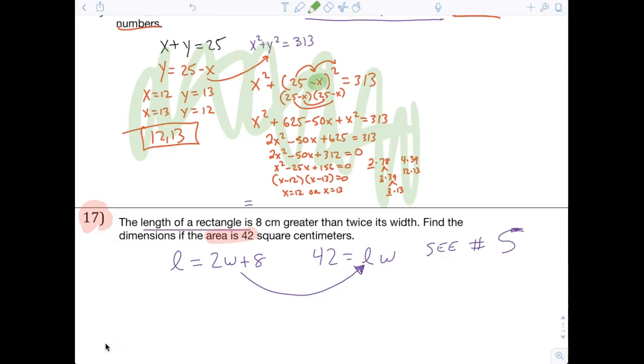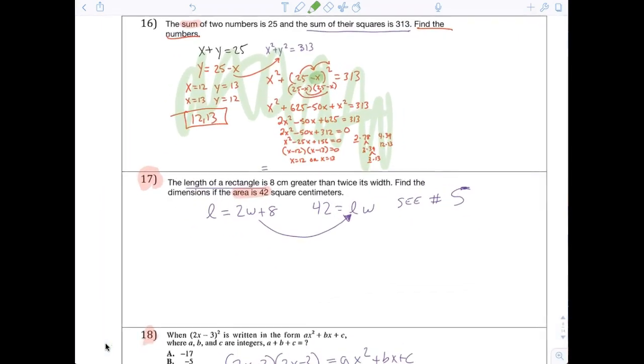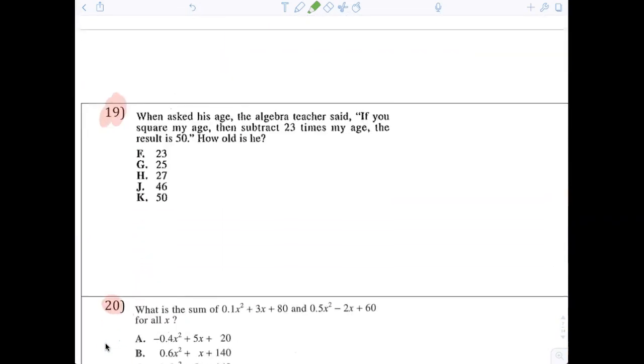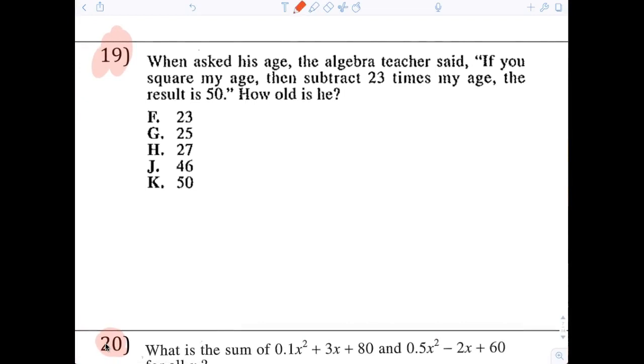All right? Now, what else do I need to look at? 19. And then we're moving on. Yeah, I don't understand this problem for some of you guys. This is very straightforward. If you square my age, how do I represent squaring my age? X squared. Then you subtract 23 times my age. Minus 23x is equal to what? 50. There you have it.